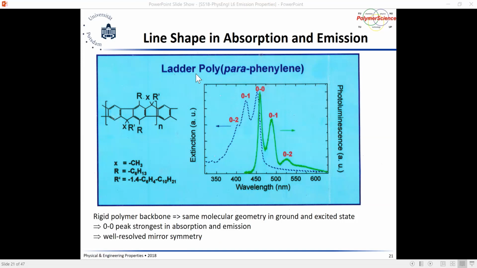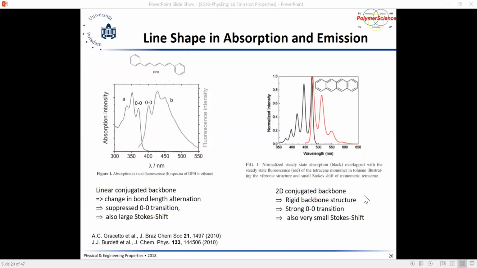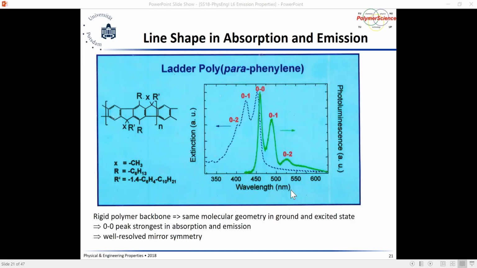So this is the ladder type polymer, which is called PPP or PPE. And in this case, we have a rigid polymer backbone again, same as this 2D conjugated case. So now we have a small molecular geometry change in the ground or the excited state. And so the 0-0 transition is the most probable one because it has the highest amplitude. And we don't see any Stokes shift either.